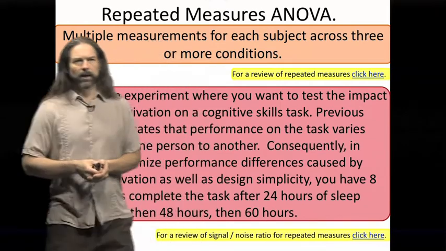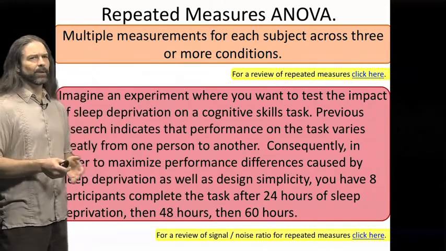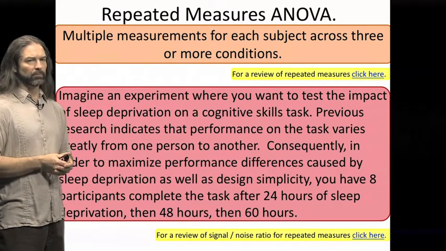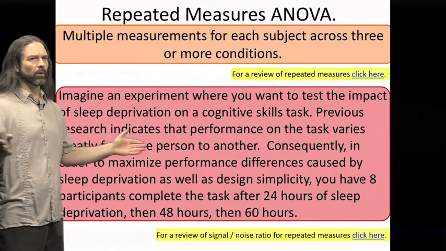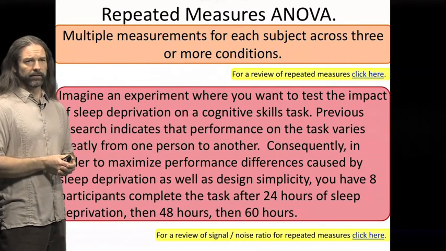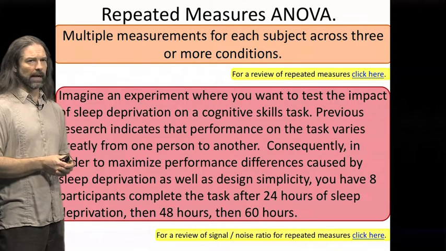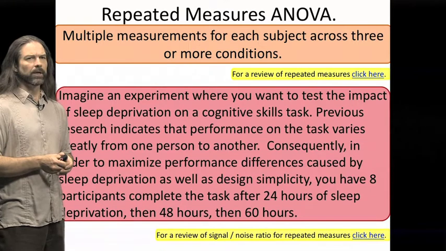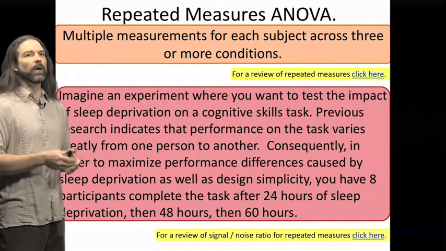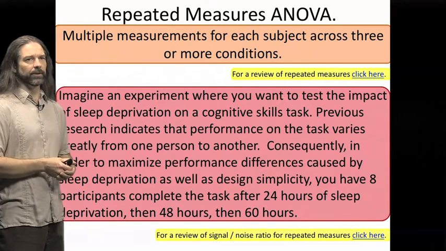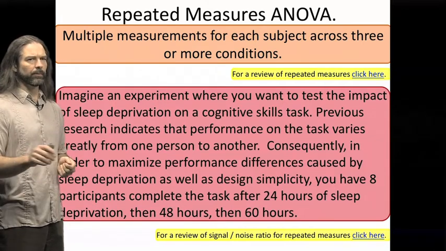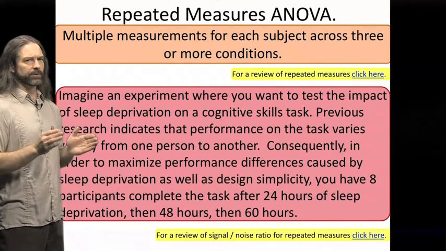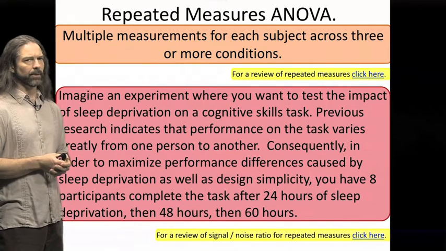So, in this case, imagine an experiment where you want to test the impact of sleep deprivation on a cognitive skills task. With this particular cognitive skills task, the problem is that between or across different individuals, there's a great deal of variance or variability in their performance on that task. So if you remember, this effectively equates to noise. The more noise that you have when you're doing a statistic, the harder it will be to find the signal or the effect of sleep deprivation on cognitive performance. So we don't want to worry about the variance across people. We want to focus on the change in performance that is really primarily coming from sleep deprivation.